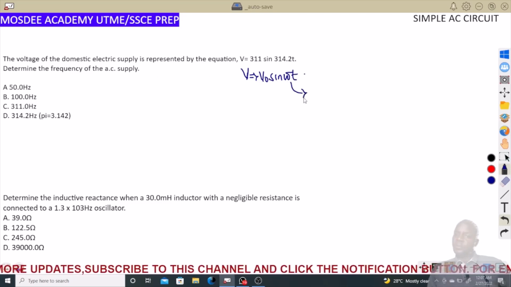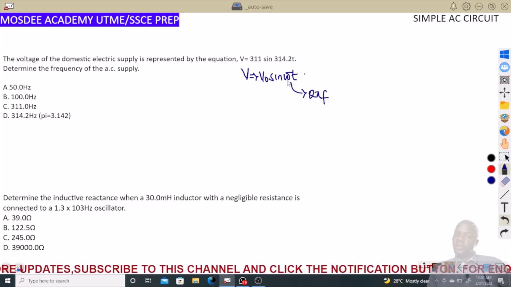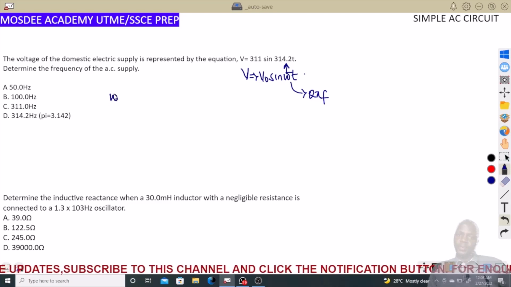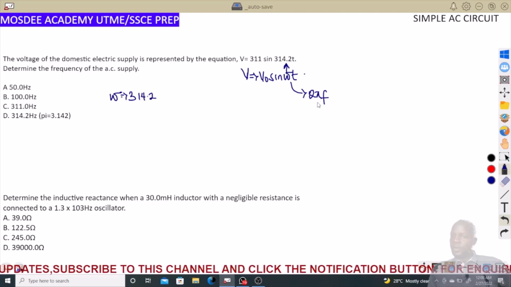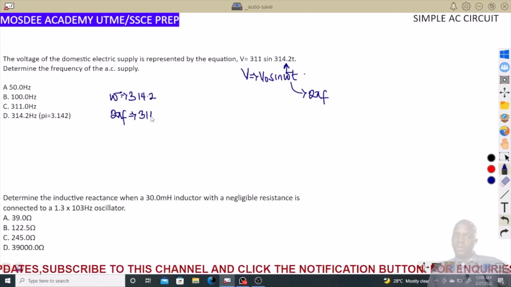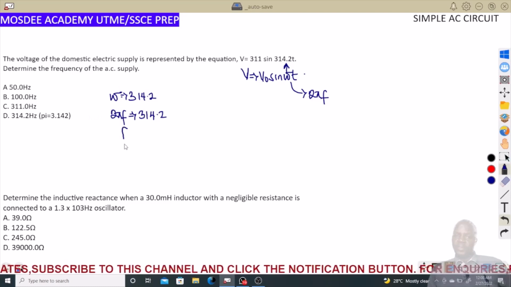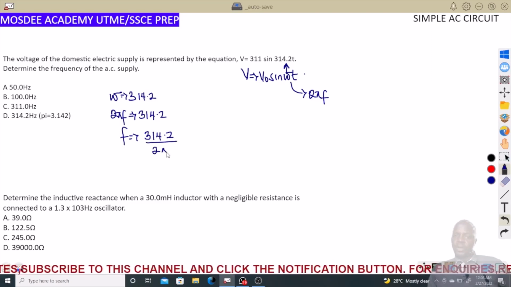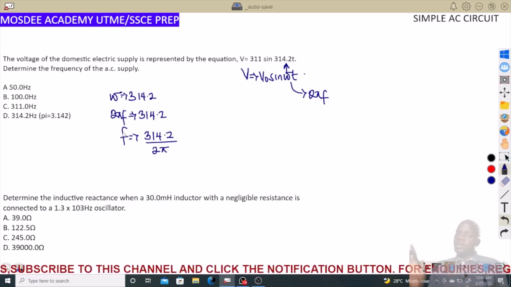We've talked about the angular omega. From SHM, we know omega is 2 pi f. So from comparison, omega here is 314.2. And we know the omega formula is 2 pi f equals 314.2. I'm looking for frequency. Frequency will be 314.2 divided by 2 pi. I only need to make frequency the subject of the formula, so that is what I need there.